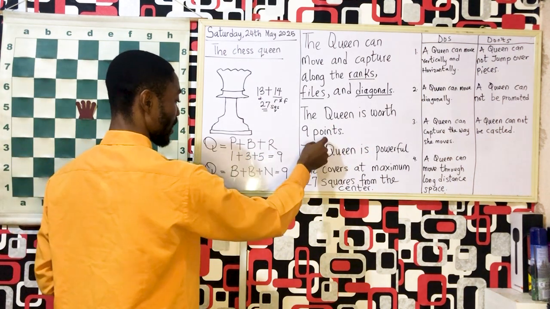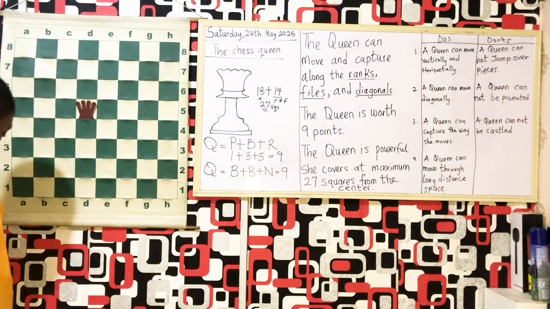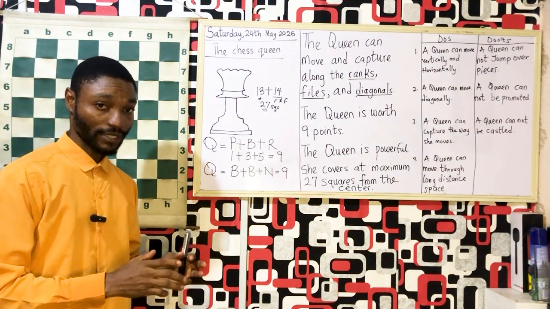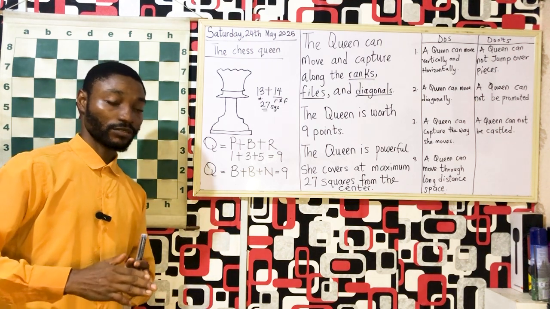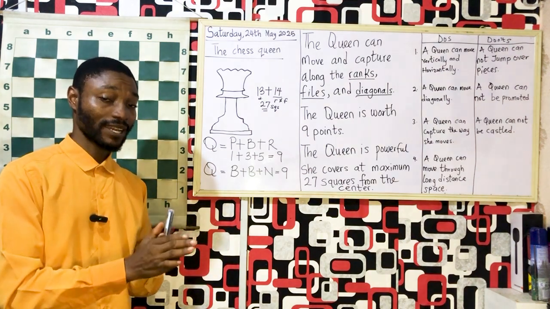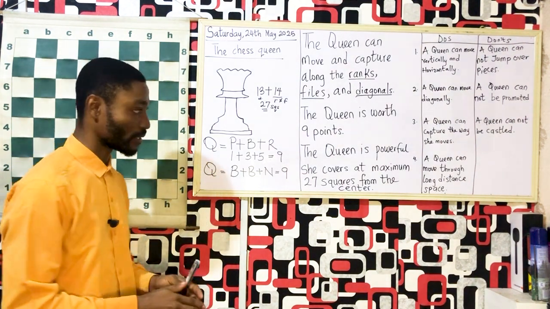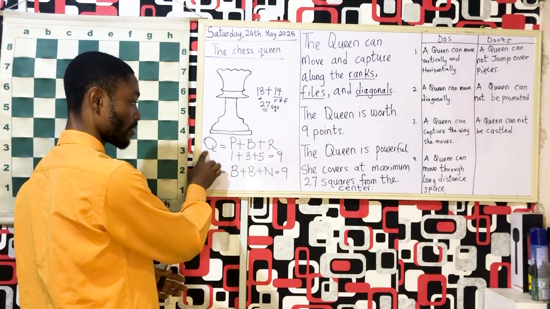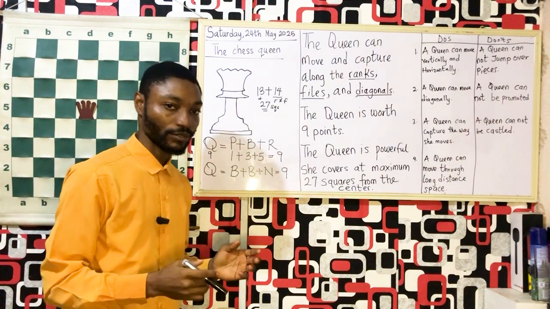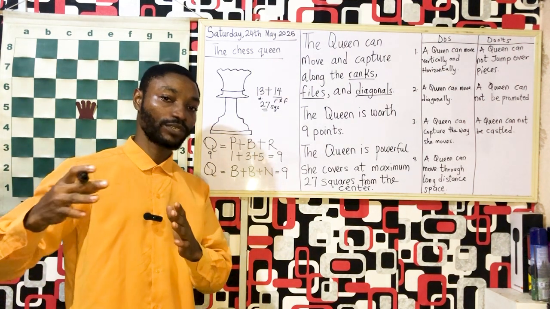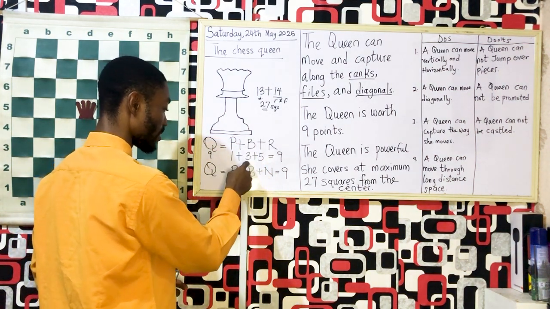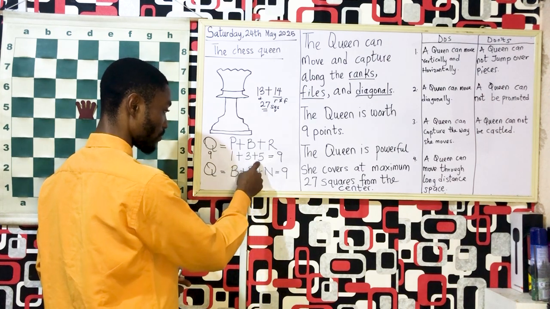The queen is worth 9 points. This simply connotes that the queen has the highest value as per point value, not counting the king. When it comes to the value of the pieces on the board, the queen has the highest point, which is 9 points. She shares value with a combination of pieces put together on the board. As it is, a pawn is 1, bishop is 3, rook is 5. So 1 plus 3 is 4, plus 5 is 9.